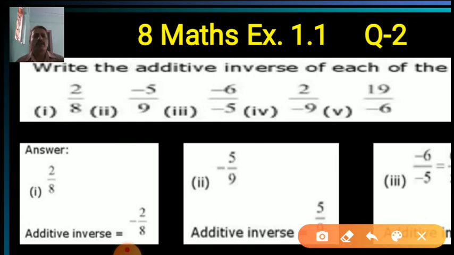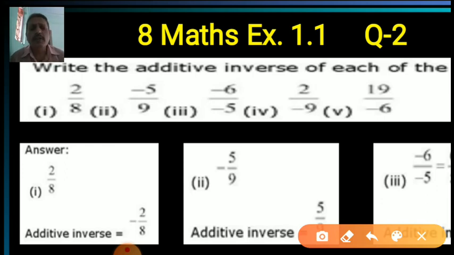Very simple, students. When you find a number in a question, if it is positive, make it negative, and if it is negative, make it positive. So first of all, change its sign. That's the answer. Easy? You just change the sign of the number. That's the additive inverse of the number. Additive inverse means when we add both numbers, you will get the result 0.